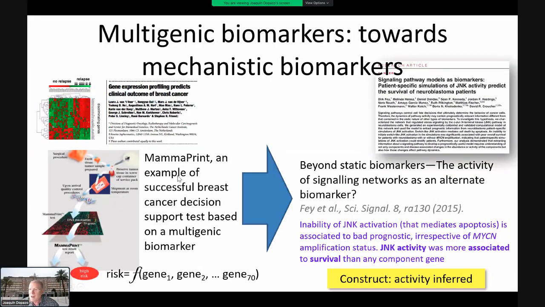And actually, there are some multigenic biomarkers that take, if not all the module, part of the module, and predict the phenotype much better. This is the MammaPrint, which is a very famous example of a breast cancer decision support test, based on the activity of 70 genes. And this paper is very nice because they simulate the behavior of one of these modules and demonstrated that the value they obtain for the activity of the module is more related to the trait, which in this case is patient survival, than the activity of any individual gene.